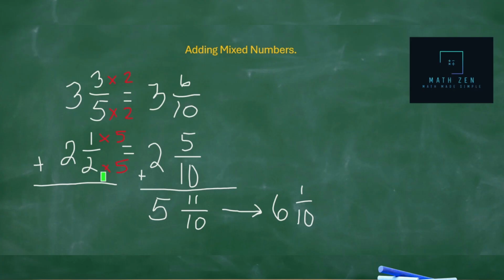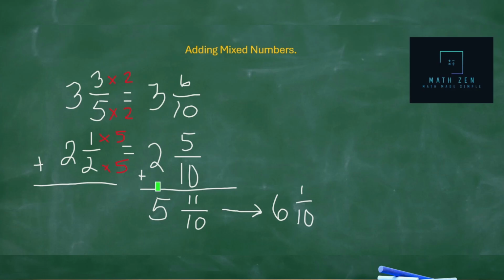Now for 2 1/2, we had to ask ourselves, what did we do to this 2 to create this 10? Well, we multiplied by 5, which means we go to the top numerator and do the same thing. So 1 times 5 gives us 5. So our new mixed number that we're going to use here is 2 5/10.